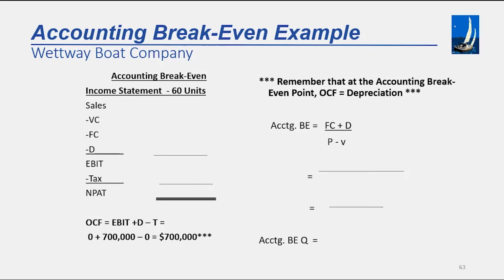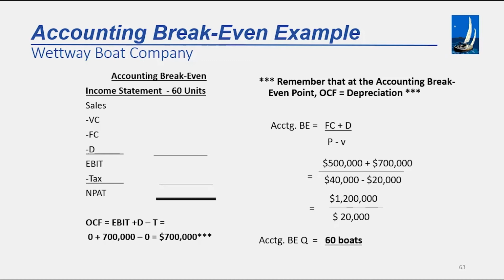So I want to do the accounting break-even quantity: fixed cost plus depreciation over contribution margin. So 500,000 of fixed cost plus 700,000 of depreciation over 20,000 per boat in contribution margin, and I get an accounting break-even quantity of 60 boats.